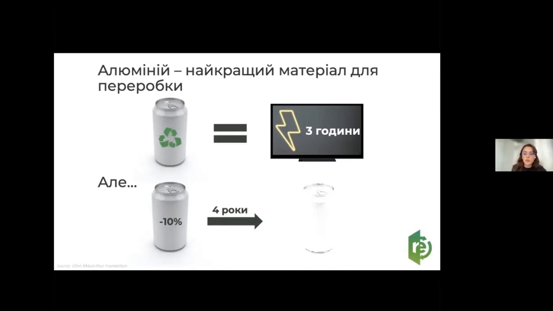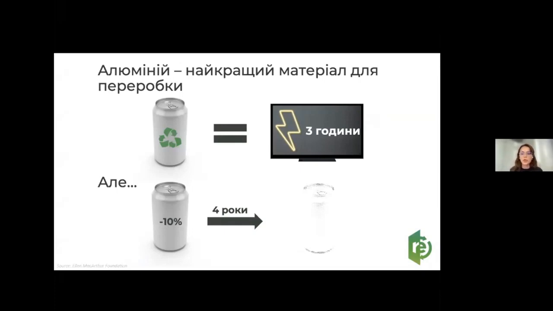But every time we recycle aluminium, we lose about 10% of the material forever. And a single can has about a 3-month life cycle before it ends up in recycling. So in 4 years, you will lose it completely. So recycling is a nice idea, but in the linear system, it only slows down the loss of valuable materials.